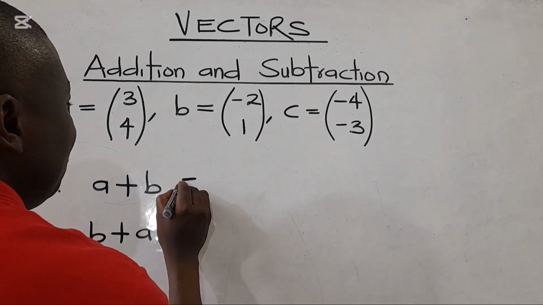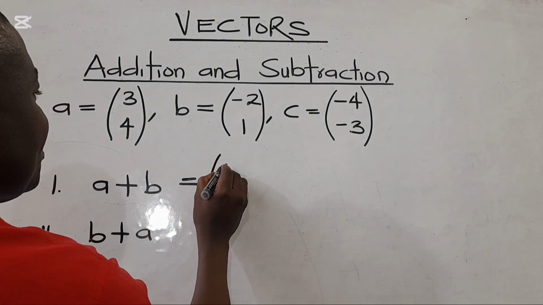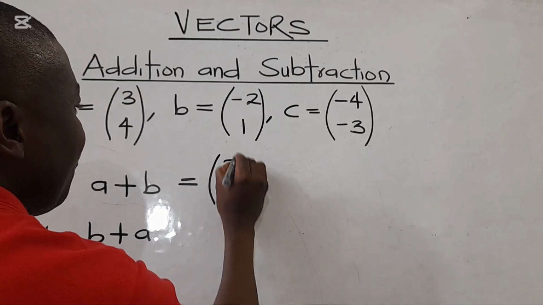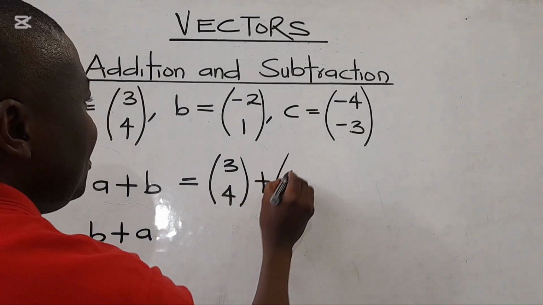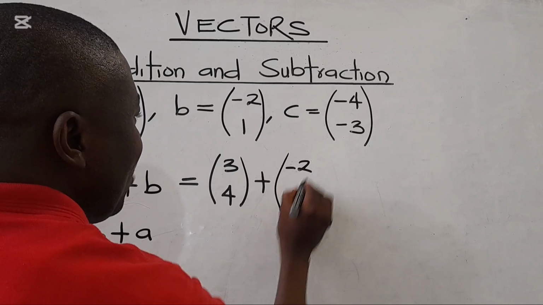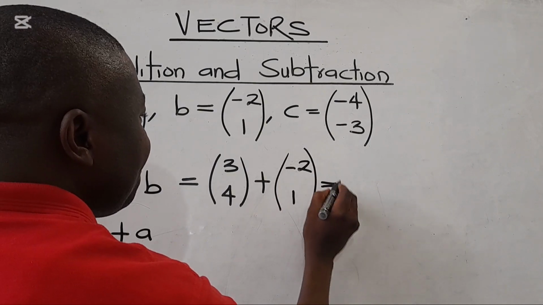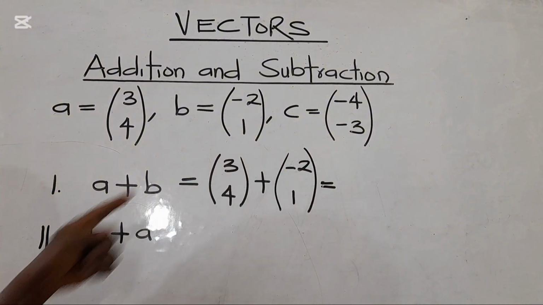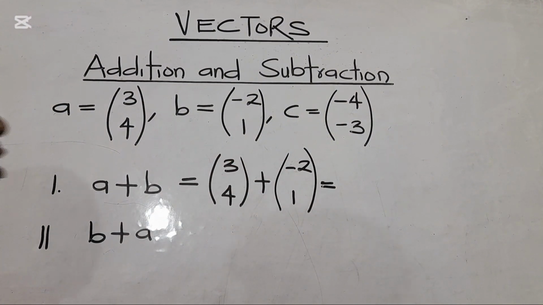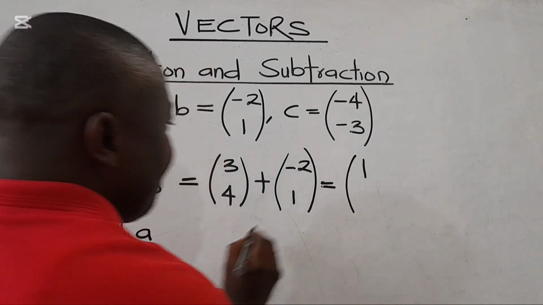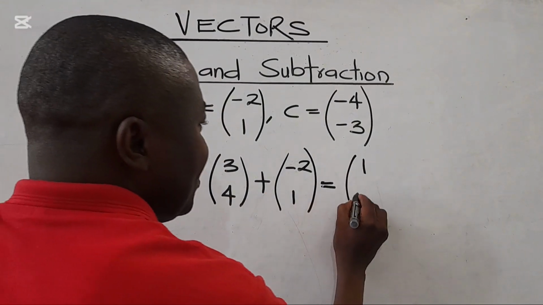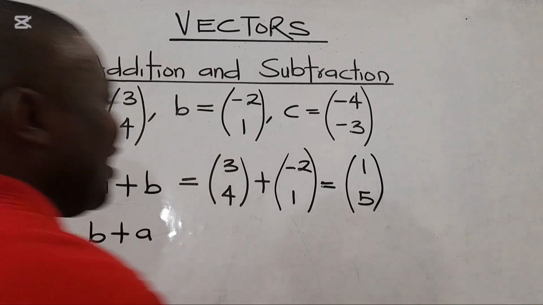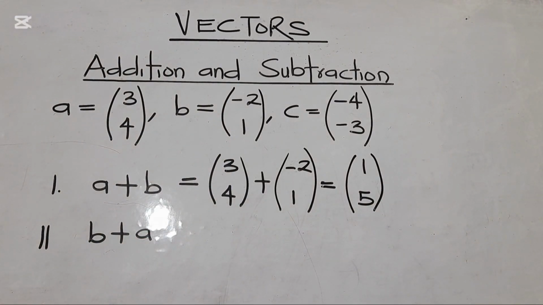A plus B will give you, A is 3, 4 plus B, -2 and 1. So you have 3 plus -2, that is 3 minus 2 is 1. 4 plus 1 is 5. And you have it. So easy. Let's see the second one.